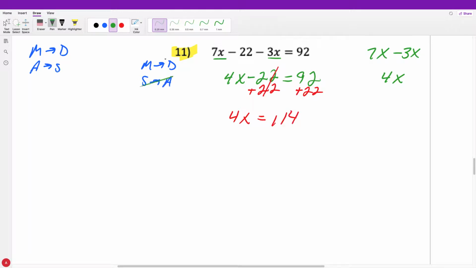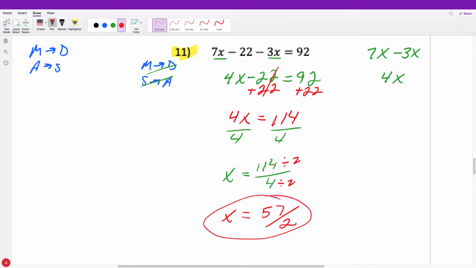And then I'm going to get rid of my multiplication through division. So I divide each side by 4. And x is equal to 114 over 4. Some of you left your answer like this. However, we must simplify as much as we can. They're both even, so I know that they're both divisible by 2. And that means that x is going to be equal to 57 over 2.